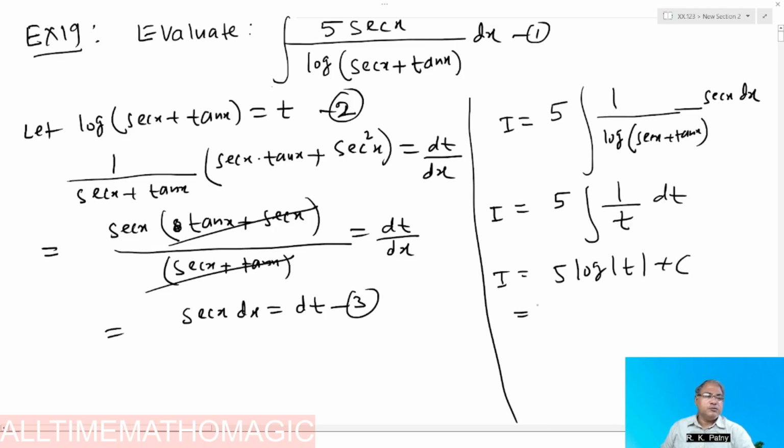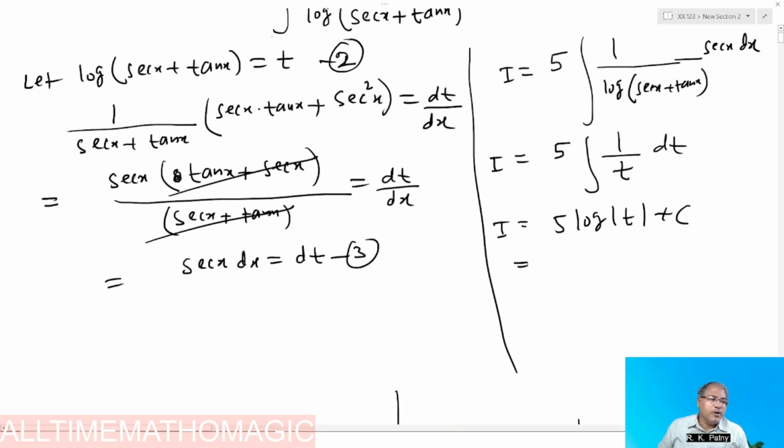What is the t value? The t value is nothing but log of sec x plus tan x. So 5 log of mod of log of sec x plus tan x plus c. This is the required solution.